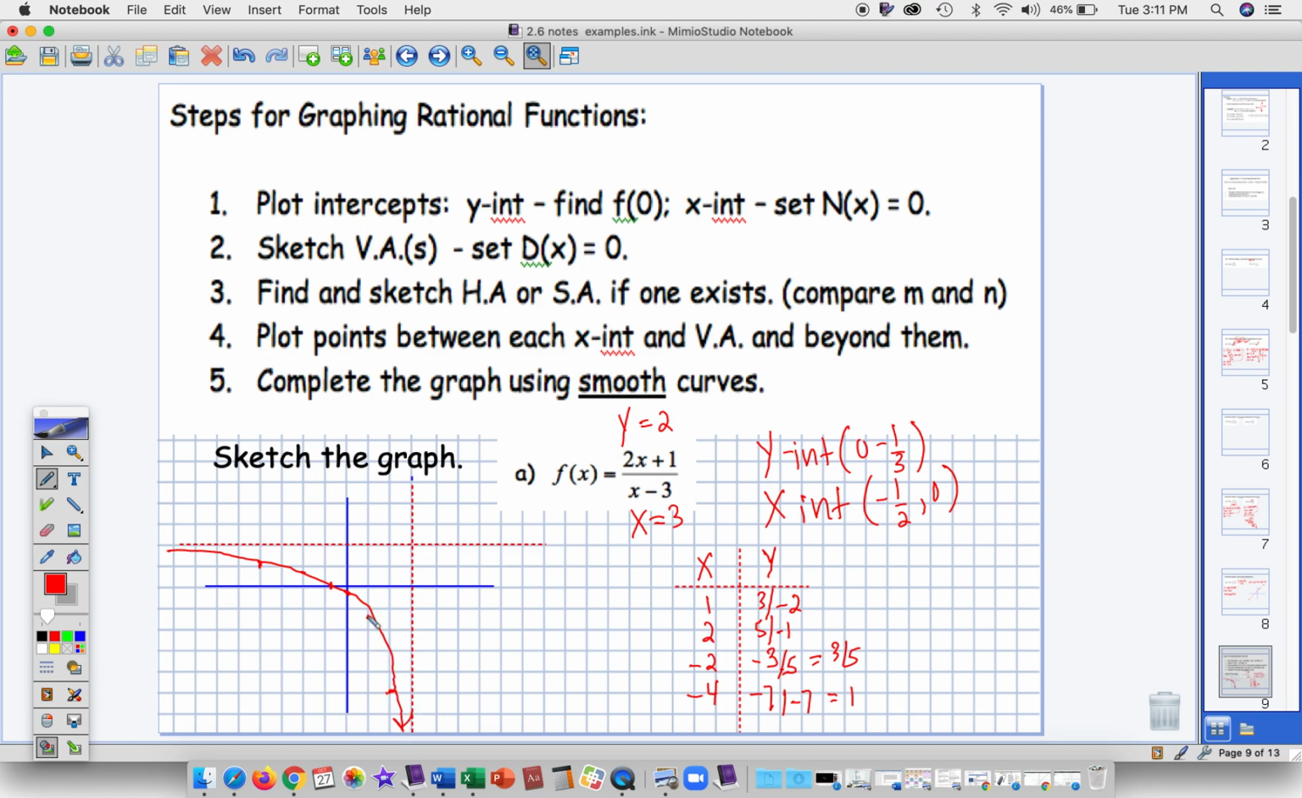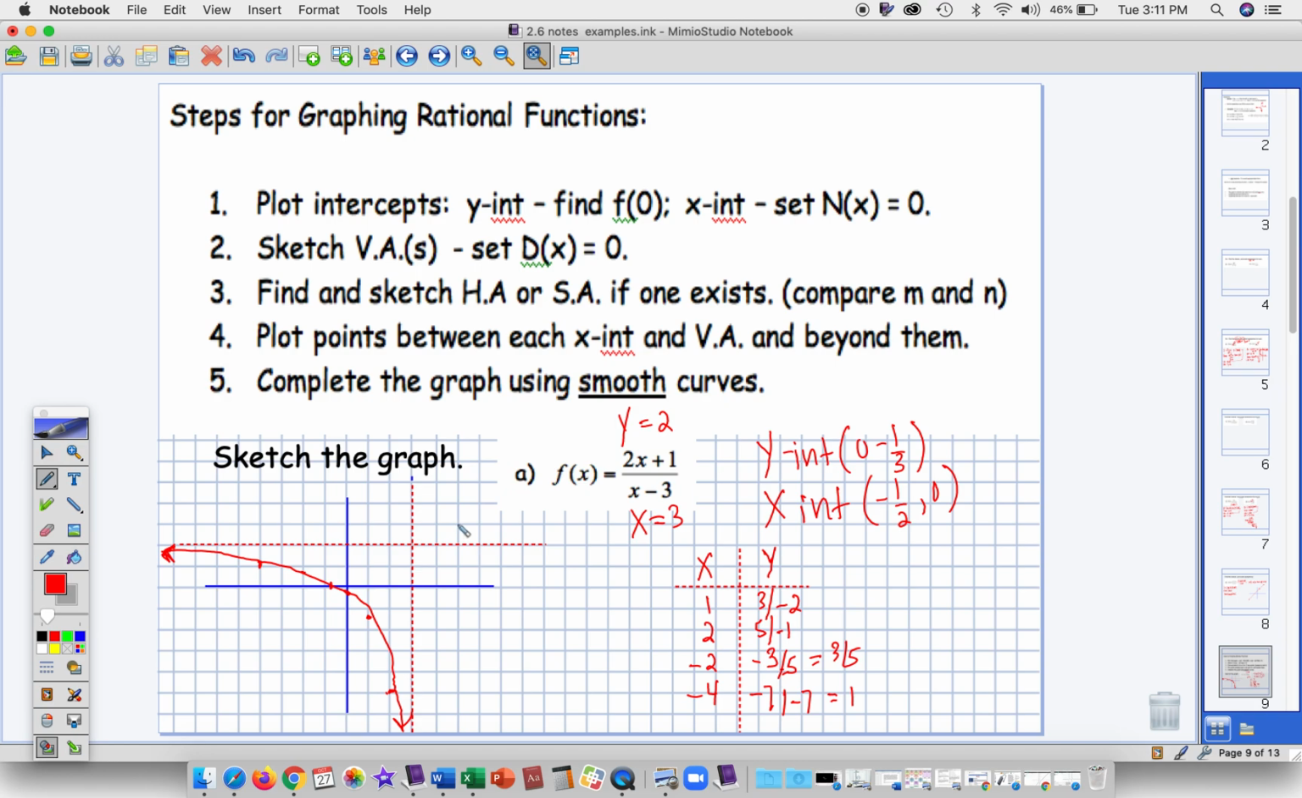Okay, missed a couple points there, but you get the idea. Still working on the curves with this thing, but again, crossing the horizontal or slant asymptote would happen around the origin. As it heads out towards negative infinity, it's not going to cross.